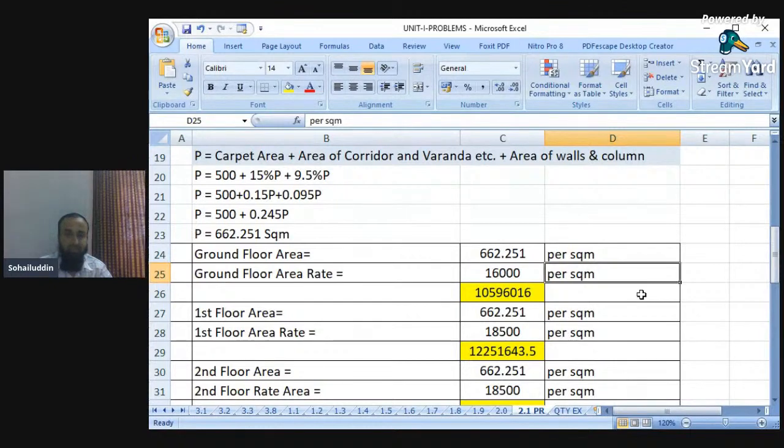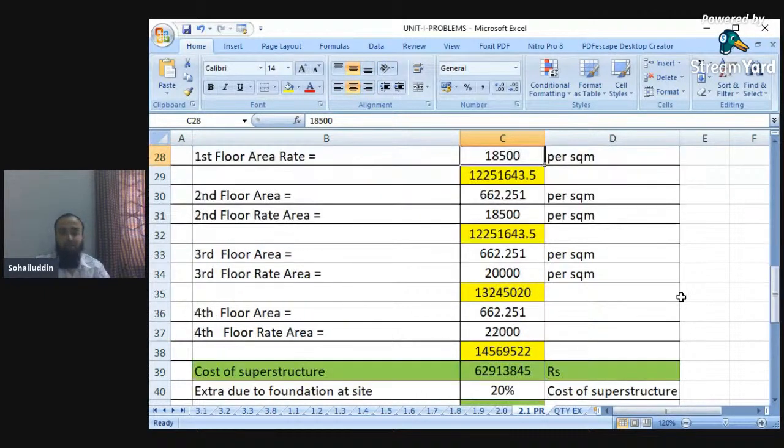Again the multiplications. Then the first floor area, again the area will be the same, but the rates will be different. Ground floor rate is 16,000. Next, first floor rate is 18,500, so the rate is different but the area is the same. Third floor rate is again 20,000. Next, fourth floor rate is 22,000. Only the percentages or the rates are different, but it is the same way.